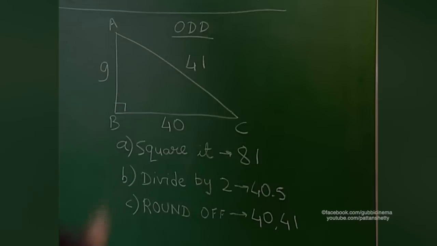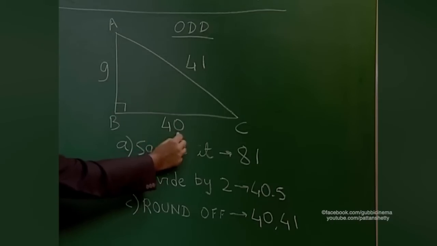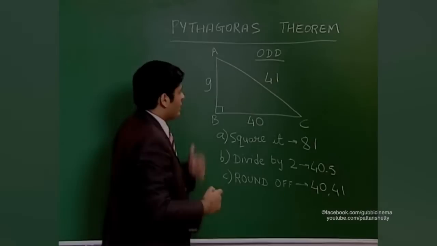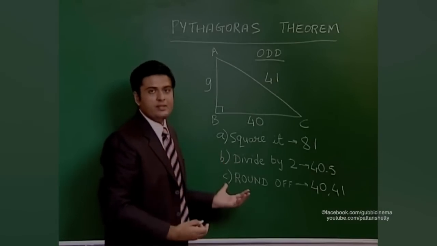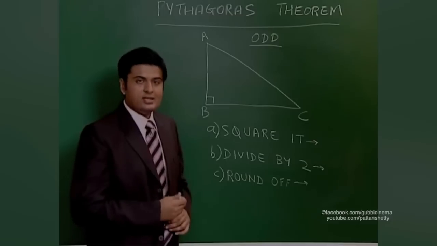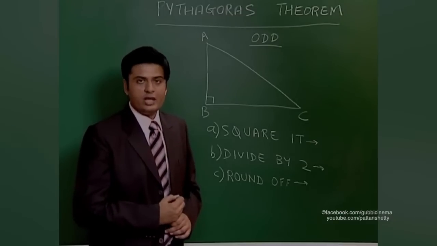We can check 9 square plus 40 square is 41 square. So next we will see one more example in this type. So friends, let us see one more example of the odd type.